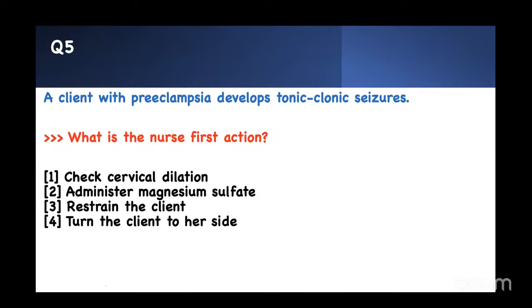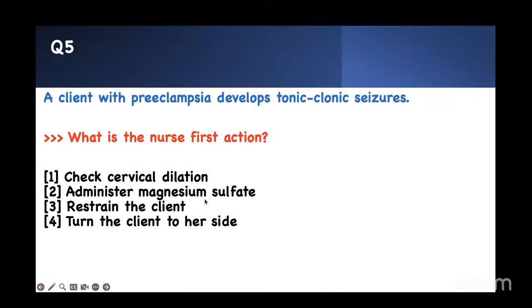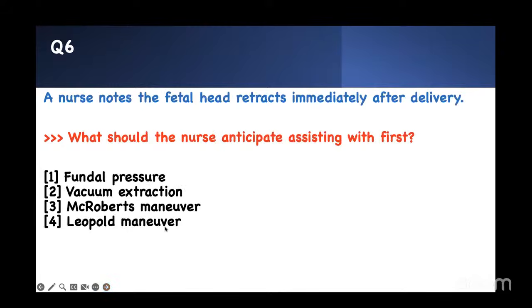We lost the battle here. Restraining the client is going to make things worse. And therefore, the best thing we can do is to turn the patient on the side to prevent aspiration. This was designed to trap you because a lot of people will pick magnesium because they see preeclampsia, but the question is not asking you about preeclampsia, it's asking about the patient's tonic-clonic seizure. Same thing. What should the nurse anticipate assisting with? That means, what do you think the nurse will be anticipating? What is she going to do? What is she going to assist with?